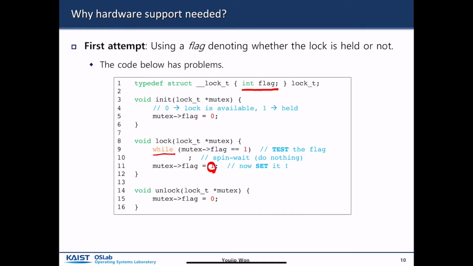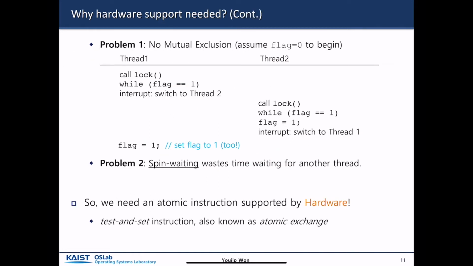It looks pretty okay, but in actuality, it is not okay. In reality, remember that the operating system switches the context among the processes at any given time due to the time interrupt. Let's examine the following scenario. There are two threads, thread 1 and thread 2. And the flag value was 0 at the beginning. The two threads execute the lock function in the following order.